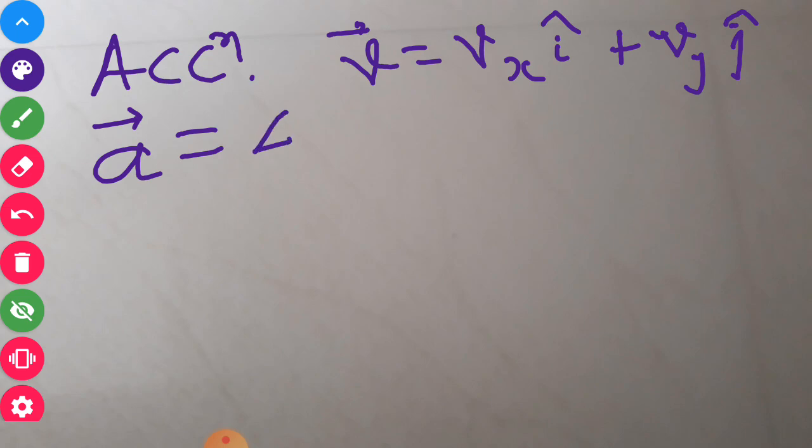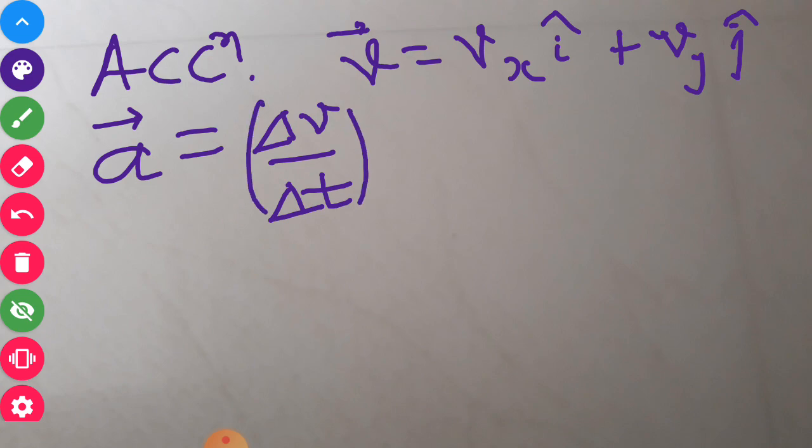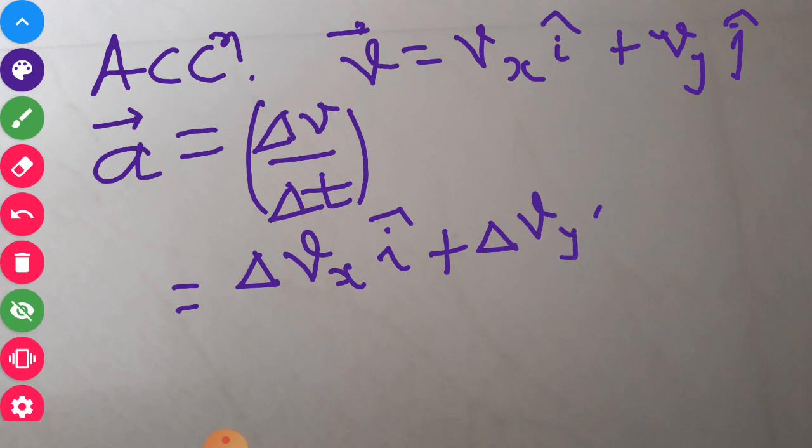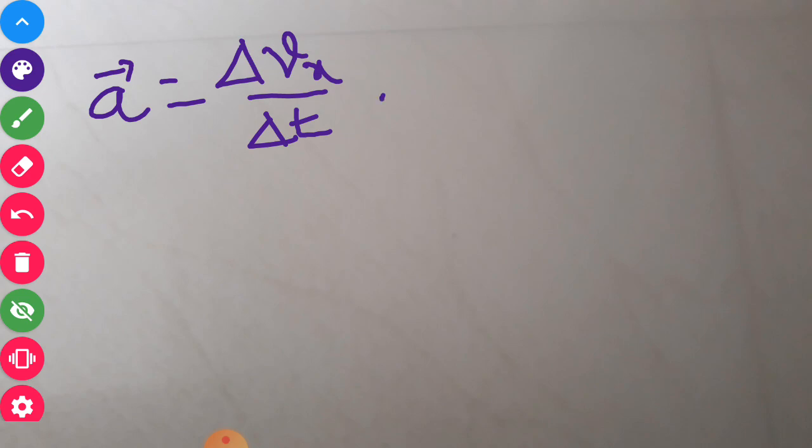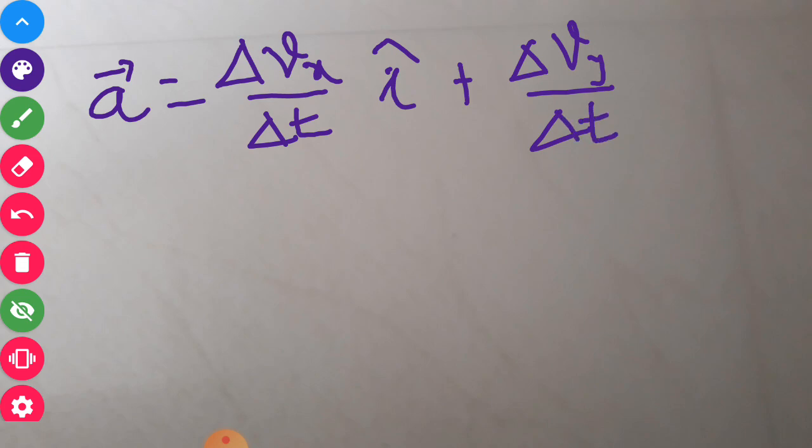Now there will be a change in velocity, so we write delta v upon delta t. So the rate of change of velocity, that is delta v upon delta t. So we can write delta vx i cap plus delta vy j cap upon delta t. So it will become delta vx upon delta t. We can write this way also. It becomes delta vx upon delta t i cap plus delta vy upon delta t j cap.